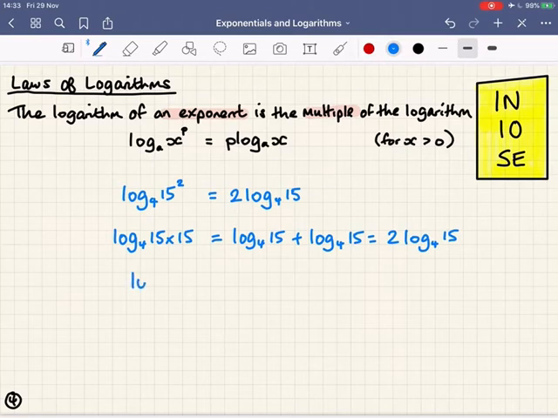Don't forget that all sorts of things can be expressed as an exponent. So if I had log to base 10 of root 2, that is, of course, log to base 10 of 2 to the power of a half, and then I can bring the half to the front. It's half log to base 10 of 2. So make sure you see the opportunity to get the exponent to the front there.